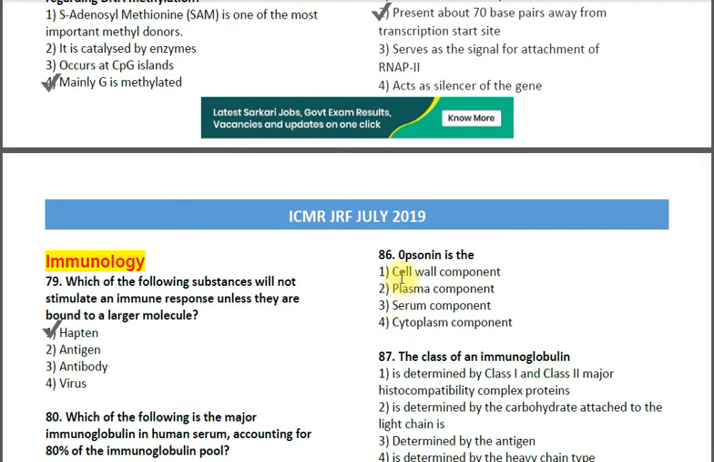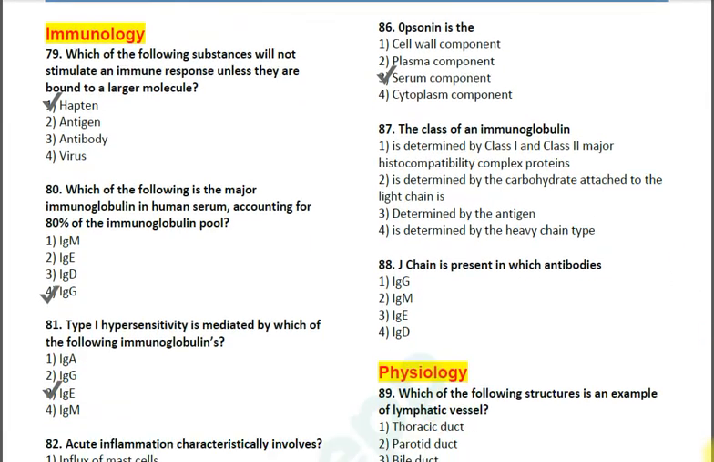Question number 86. Opsonin is the number 1 cell wall component, number 2 plasma component, number 3 serum component, number 4 is cytoplasm component. The correct option is option 3, which is the serum component.